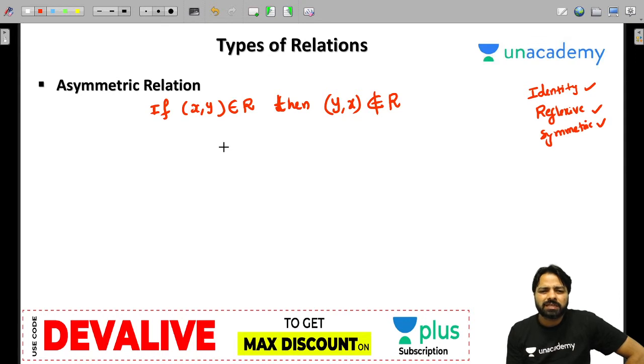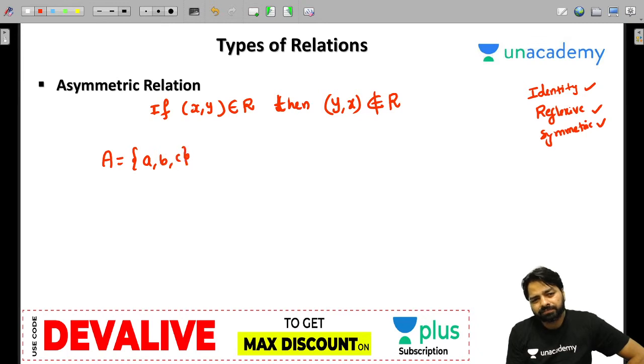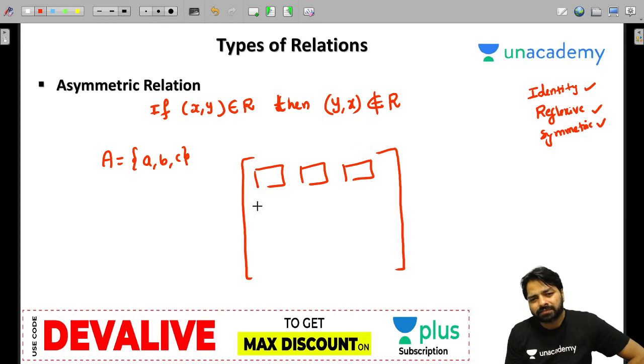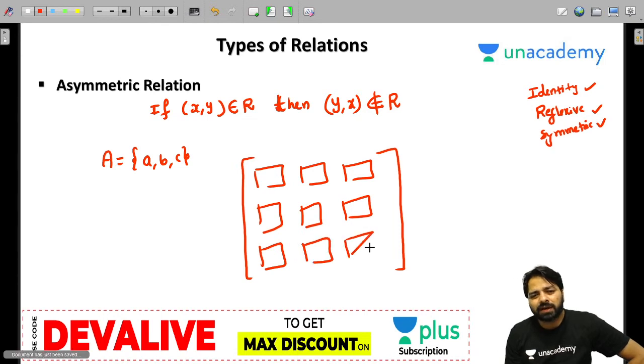Okay, what does that mean? Suppose I have taken, let's say, A is equal to {a, b, c}, and I want to find an asymmetric relation. Then if you look at the matrix, what are we talking about with these 9 elements? Will they have 0 or 1? What are the choices you have?